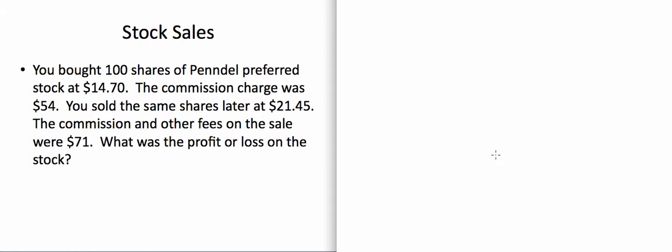So here, you own 100 shares of Pendle preferred stock at $14.70. And then the commission charge was 54 bucks. You sold them at a later date for $21.45. The commission and other fees on those sales were $71. What's the profit or loss on the stock?